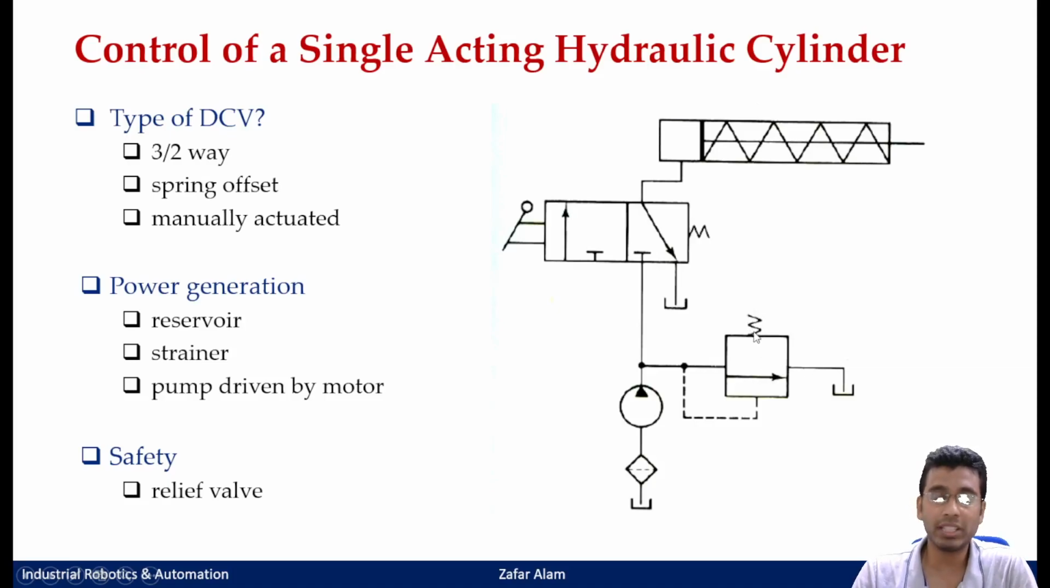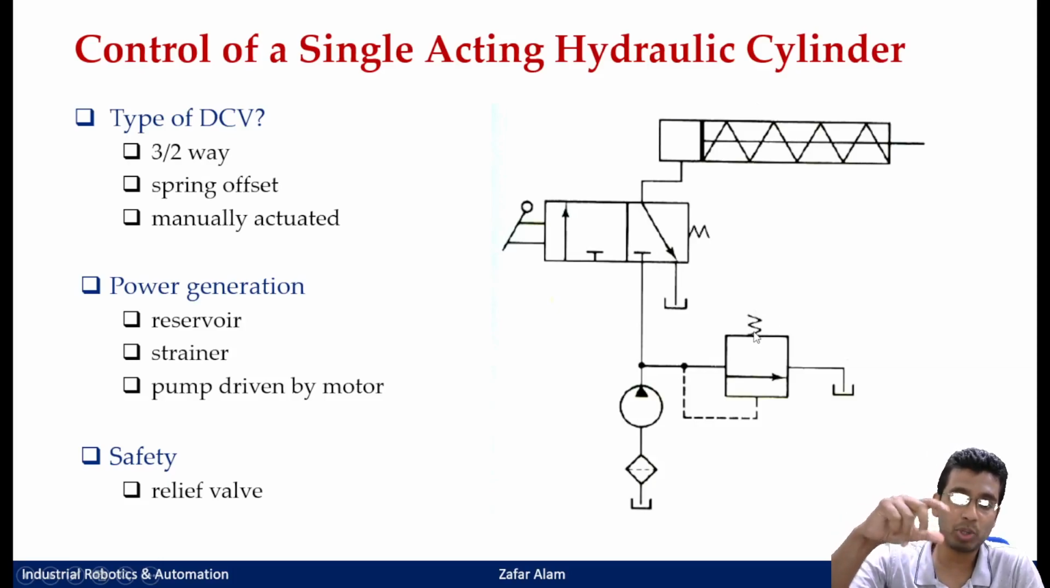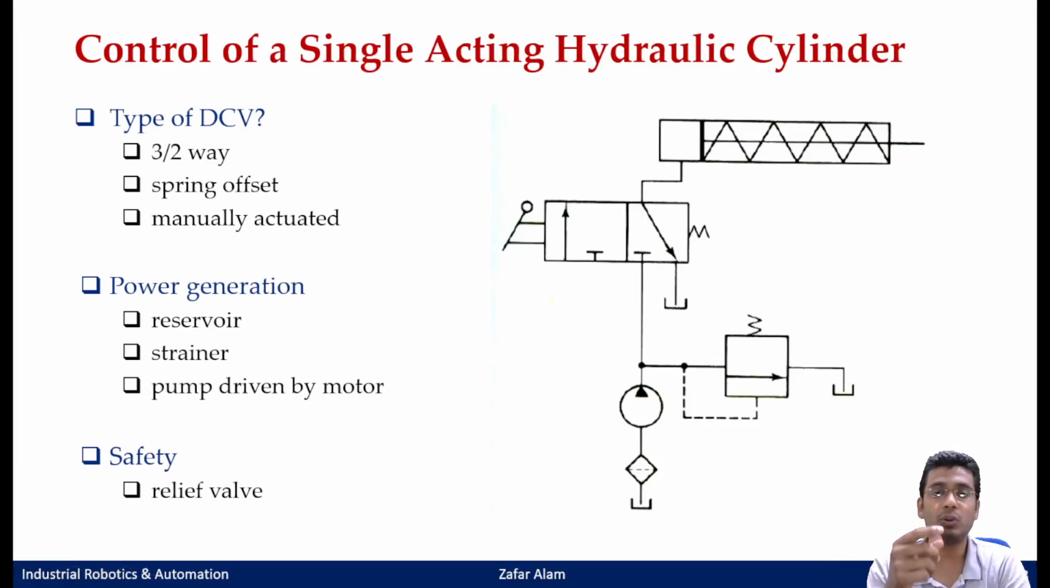So the tightening and loosening of the spring is what determines your safety pressure. If you tighten the spring, you are increasing the relief pressure. It may go up to say 180, 190, 200 bar, and if you loosen it, it may go to 20, 30, 40, 50. So it depends upon how much spring force you are applying to put this spool in an offset position.